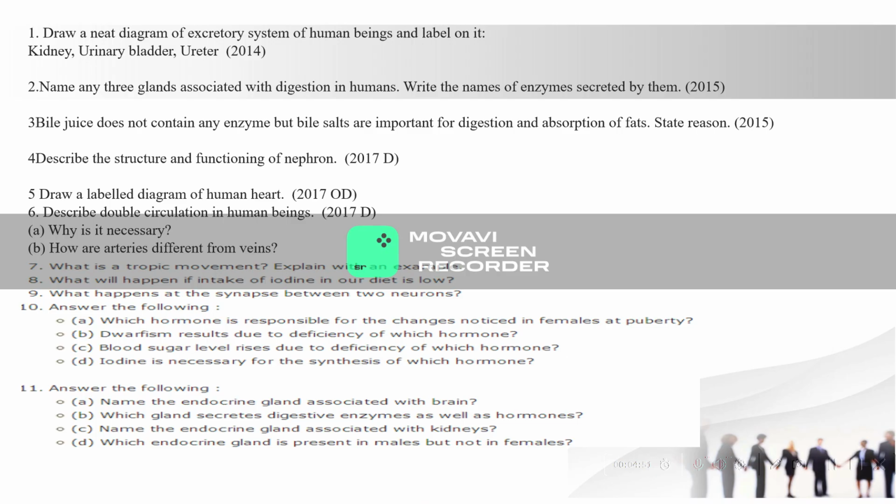Tropic movement, there are different kinds of tropic movement like phototropism, geotropism, you can mention here. What will happen if intake of iodine in our diet is low? So you can write that we will suffer from a disease which is called goiter. Similarly, there is a very important question, the diagram of a neuron and a synapse. Then there are some questions based on hormones, very simple. They can be asked in your examination.